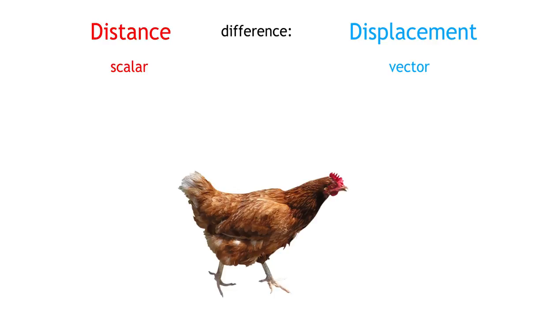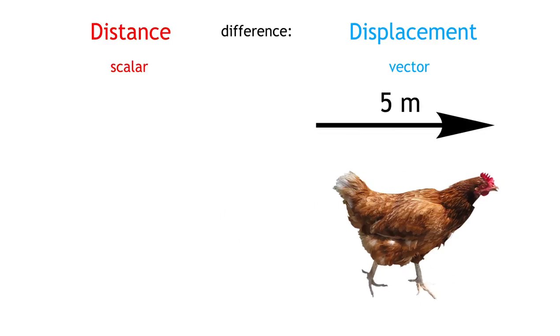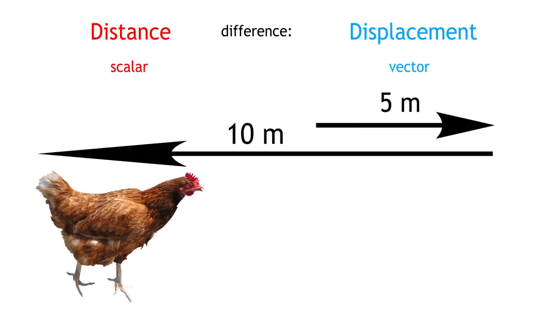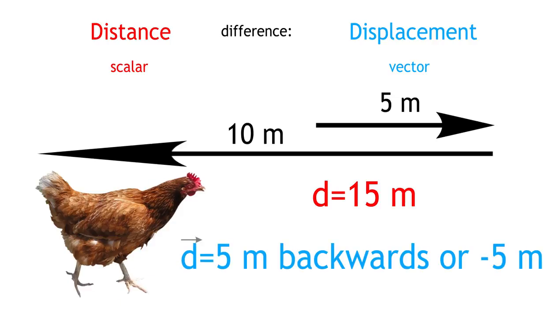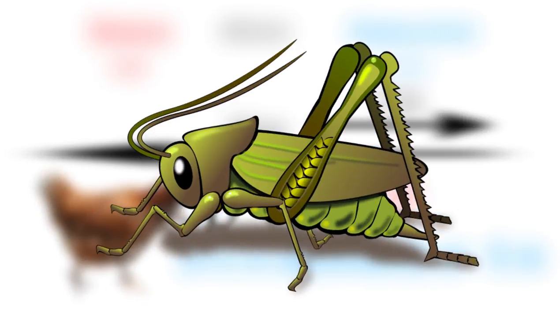As you can see here, a chicken walks 5 meters forwards and then 10 meters backwards. While the total distance covered by the chicken is 15 meters, the displacement is 5 meters backwards, or -5 meters. Notice that I mentioned the direction of the displacement's value to show that it's a vector. The symbols are slightly different in the sense that there's an arrow over the displacement, and there isn't one over distance. The arrows are just to show whether a value is either a vector or a scalar.